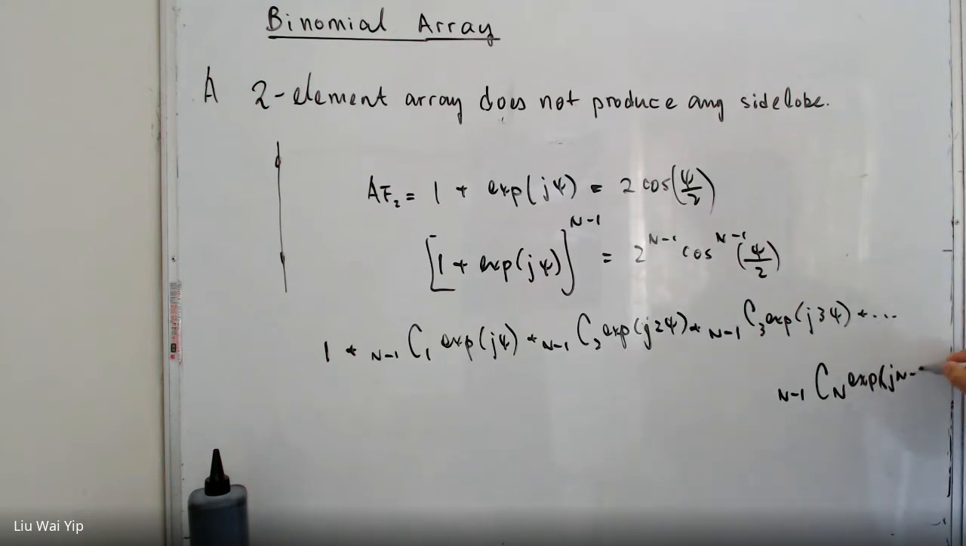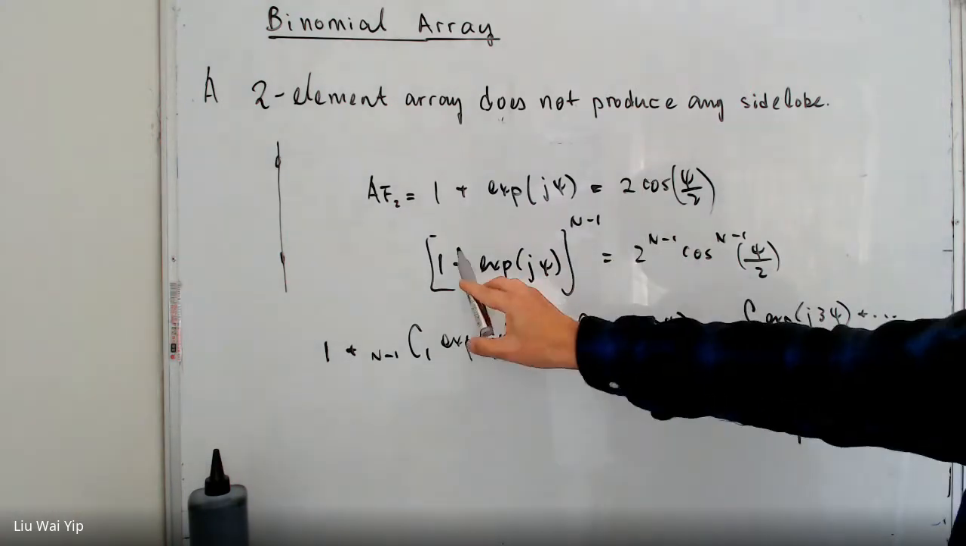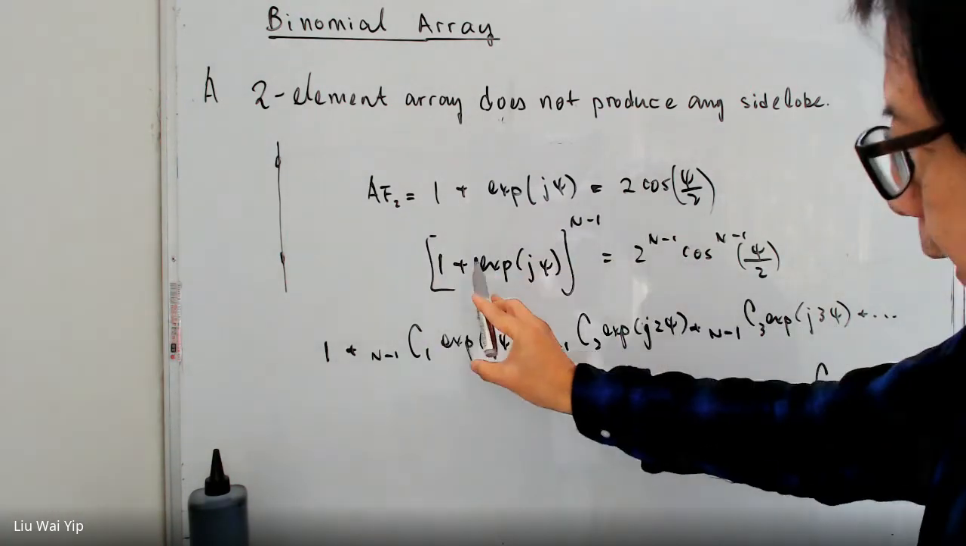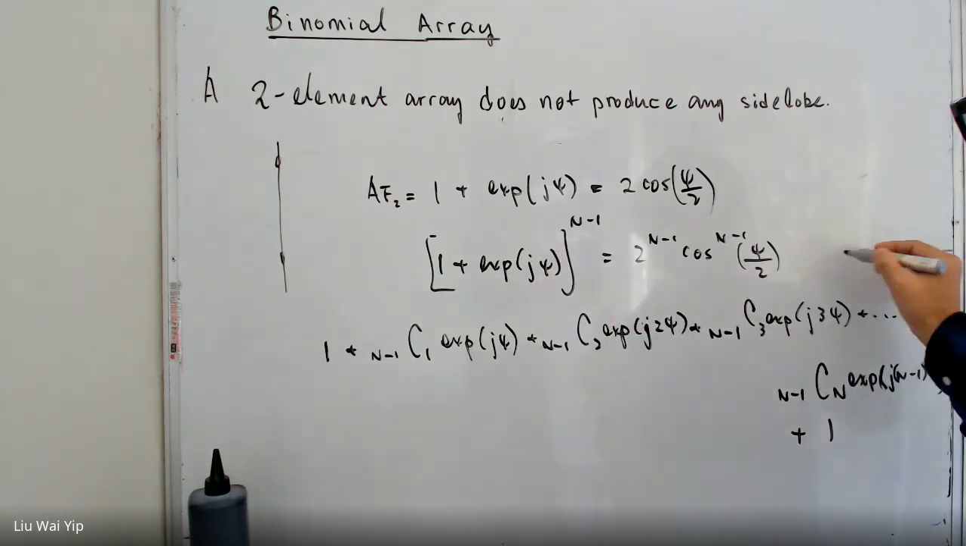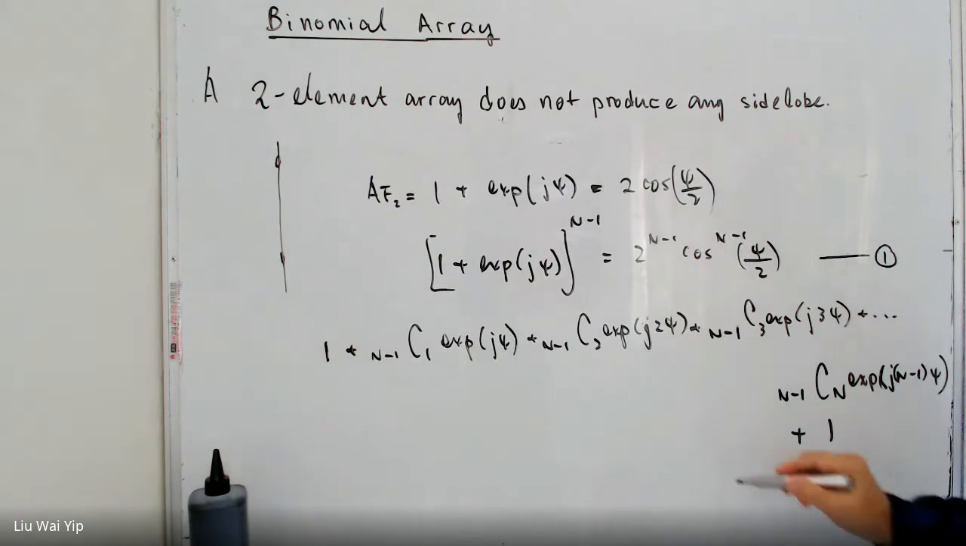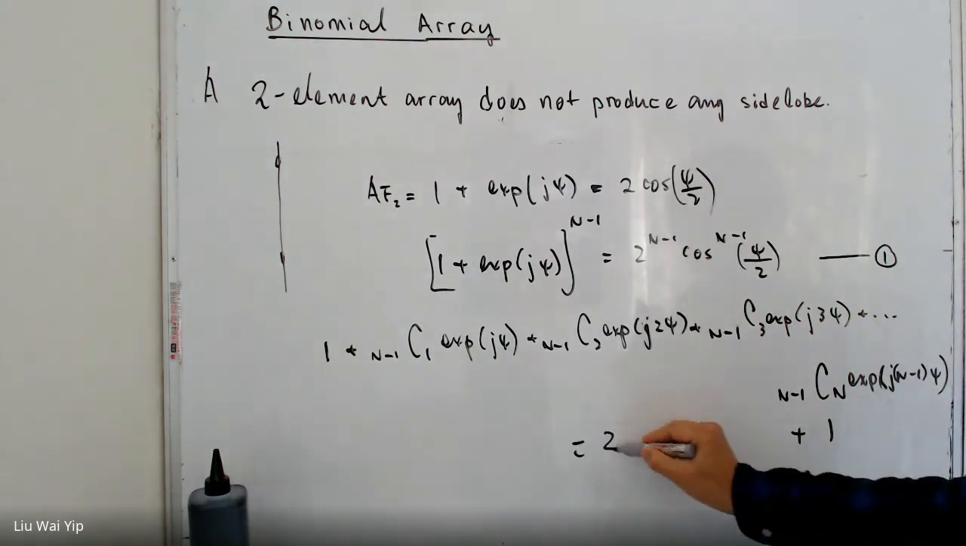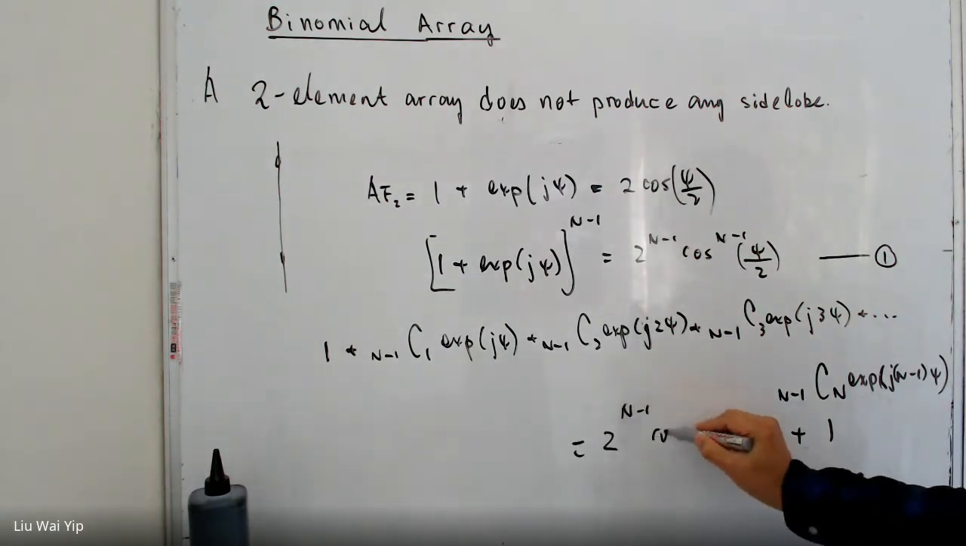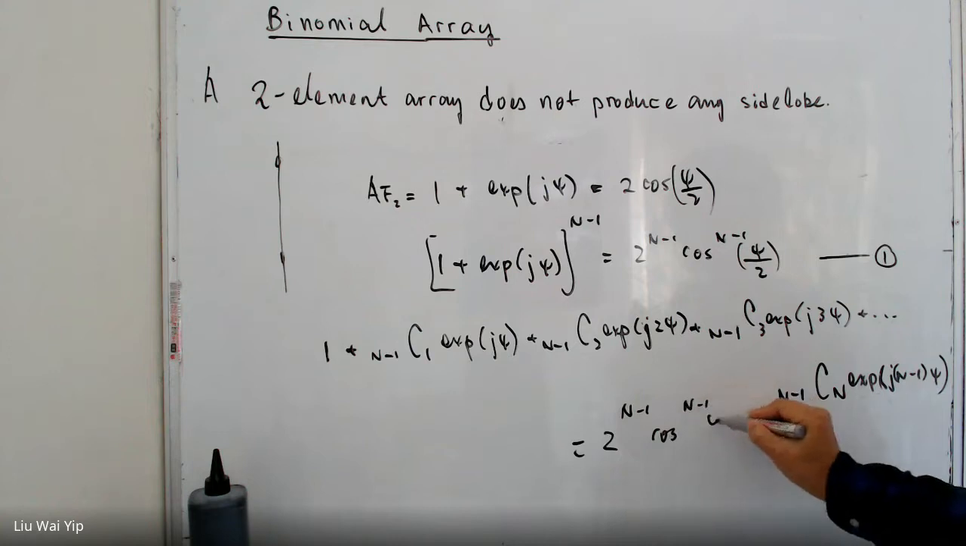And minus 1. And then at the end, we have 1 here. So this is what we are going to get for the left-hand side of this equation, equation 1. And the right-hand side is equal to 2n minus 1 cosine n minus 1.